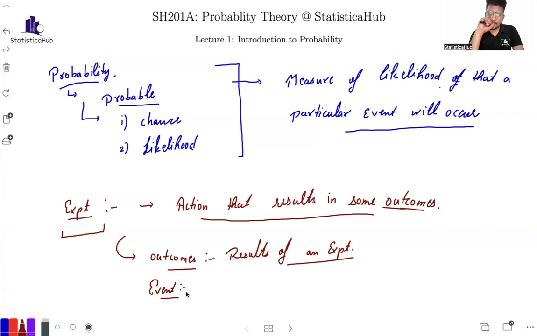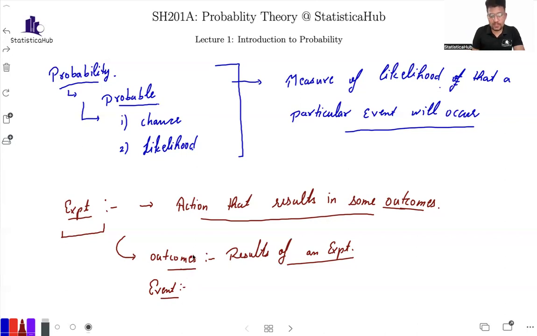Event can be defined in different forms. I will go for a very simple format. If you go for any outcome, like if I toss up a coin, then I know it can be either head or tail. So the outcomes that I'm getting, if I take them individually, can be considered to be some sort of event.